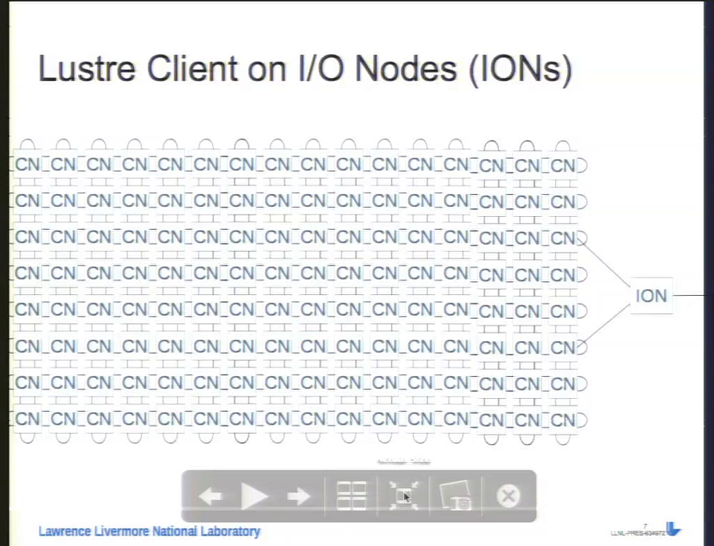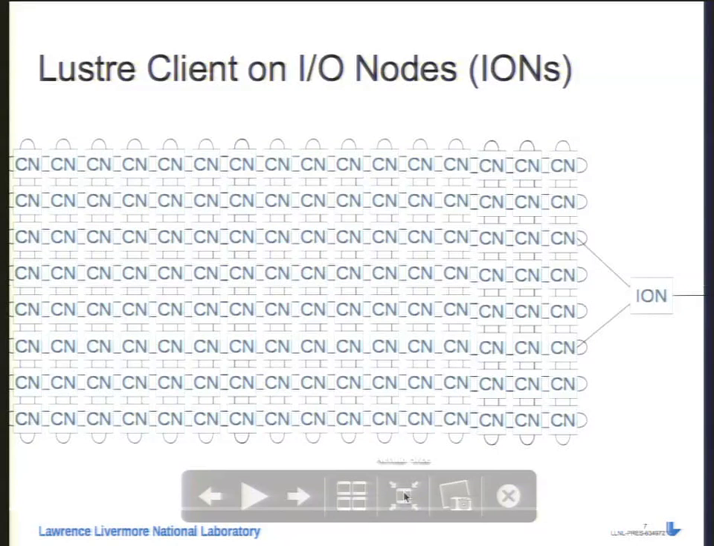128 compute nodes all have to communicate with the file system through a single I/O node. This is my artistic representation of the torus network. It's actually a 5-dimensional torus. But what's important here is that there's only 2 links to each of the I/O nodes. All the other compute nodes have to funnel their I/O traffic over the torus network to get to the I/O nodes.